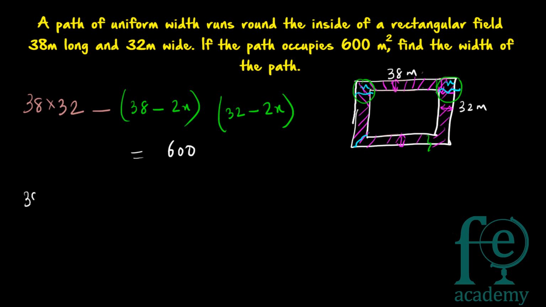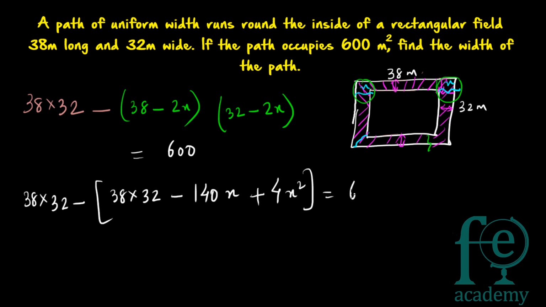So let's try to solve it. Here 38 into 32 will come, and minus 38 into 2 will also come, and 32 into 2 is 64. So 64, and 38 into 2 is 76. 76 plus 64 gives you 140. So 38 into 32 minus 140x plus 4x square will give you 600.